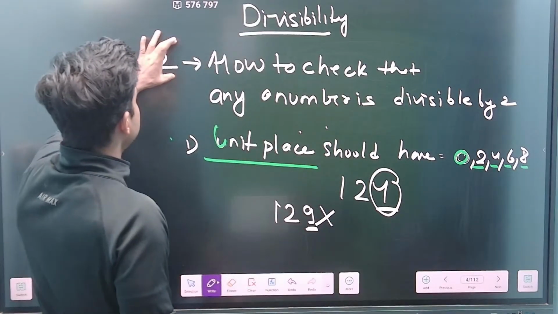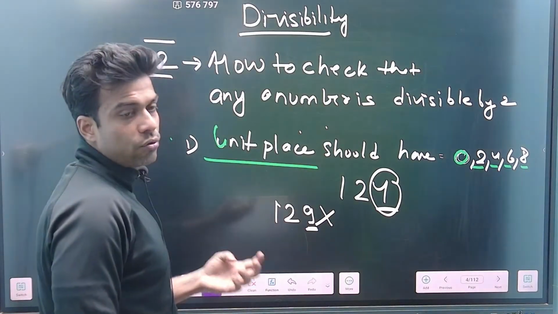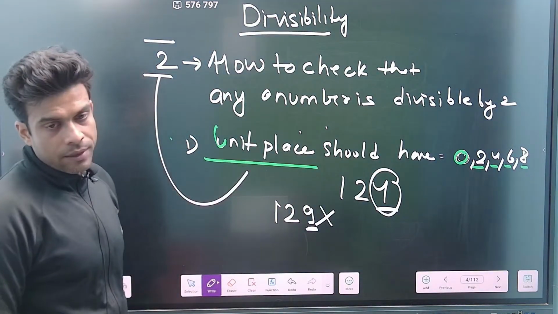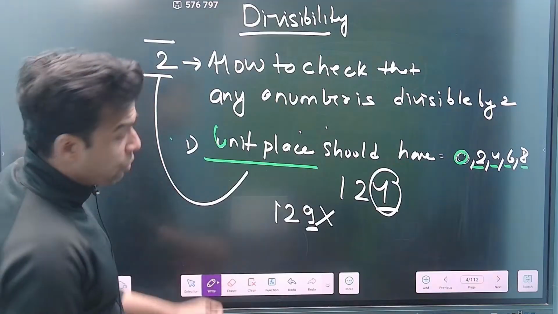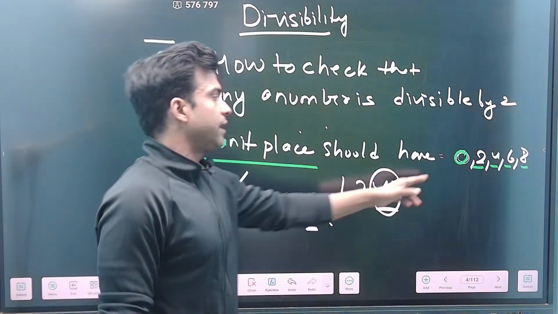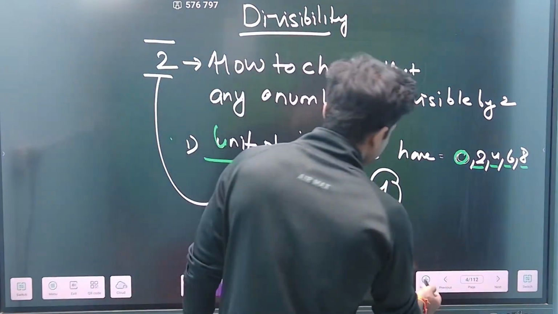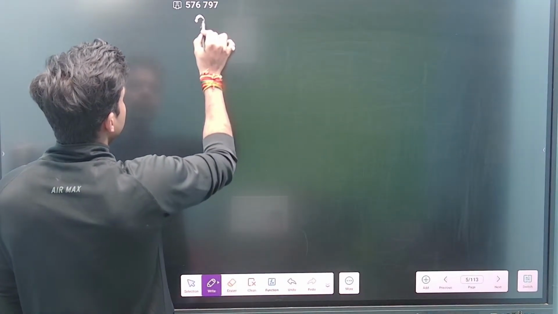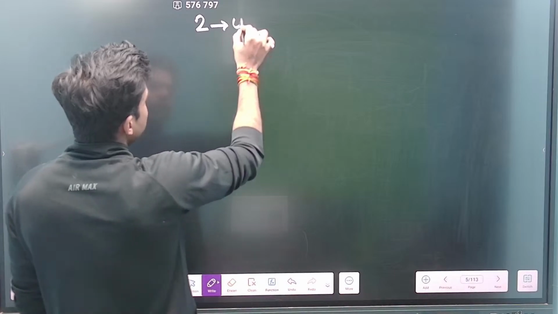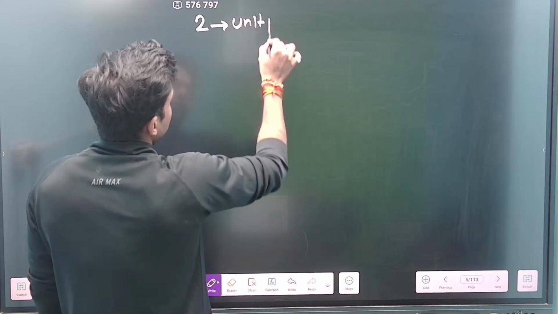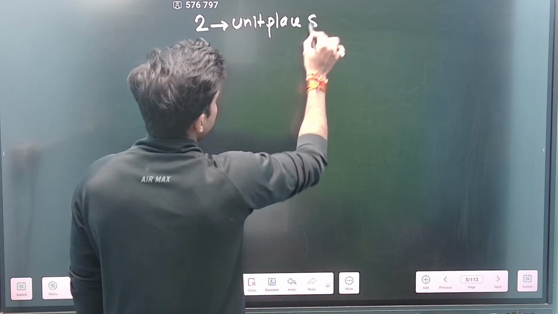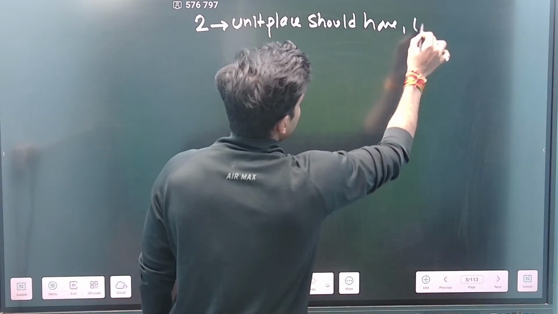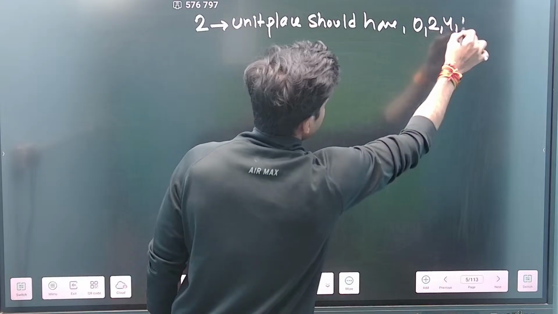So the method of checking whether a number is divisible by 2, you need to only go for the unit place number. When you check the unit place, you should say automatically, okay, unit place contains 0, 2, 4, 6, 8, then that number is divisible by 2. So you can write down, for 2, unit place should have either 0, 2, 4, 6, or 8.